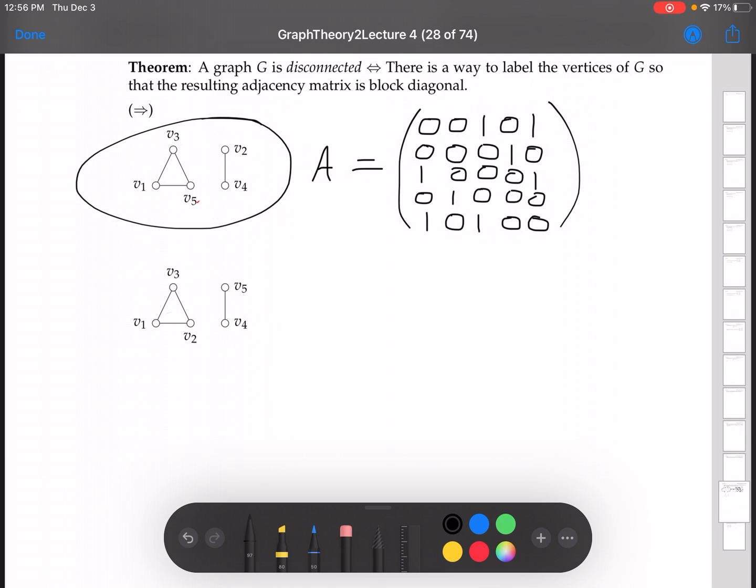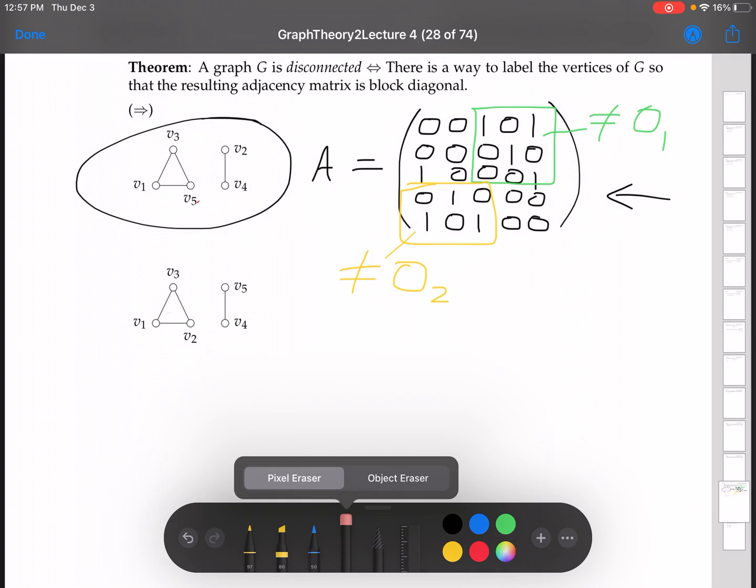And notice that this adjacency matrix is not block diagonal. Remember, block diagonal has a 0 block in the upper right. This is not 0. It's not a 0 block there. And this is also not a 0 block here. Right, so with this labeling, the adjacency matrix is not block diagonal.